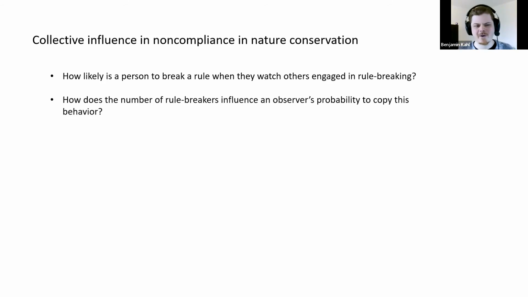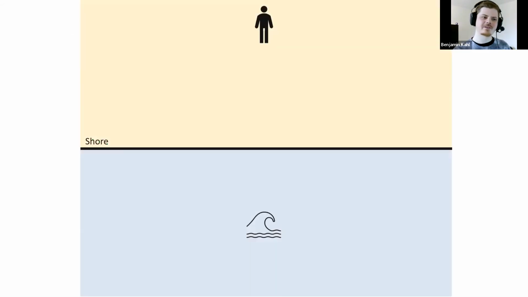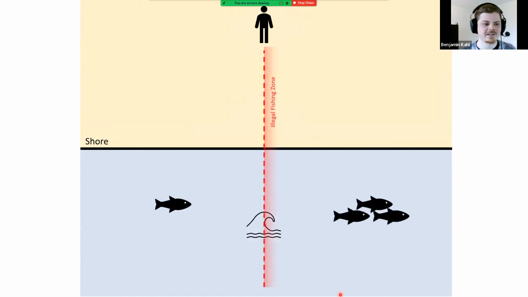So the experiment looks like this. There is a shore, a beach with some water, and the participant is on the beach, and he's told to go and catch as many fish as he can. The beach is divided into two areas. One is a legal fishing area, and one is an area that'll be marked as no fishing is allowed here. But there will be more fish to catch in the illegal zone.